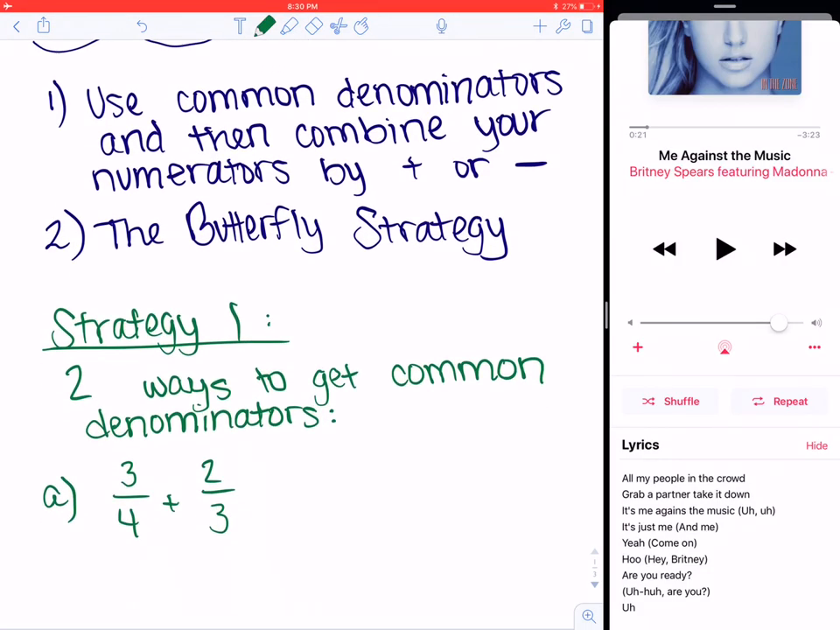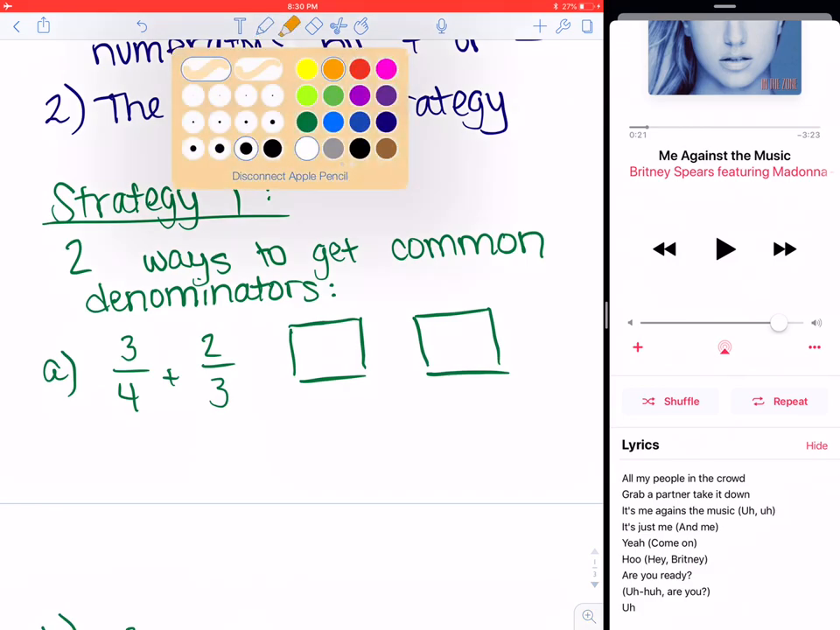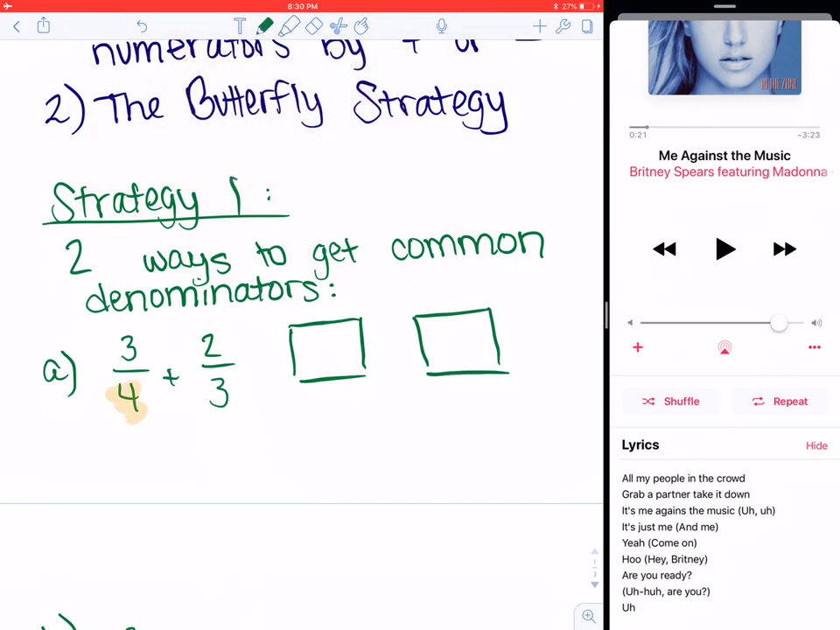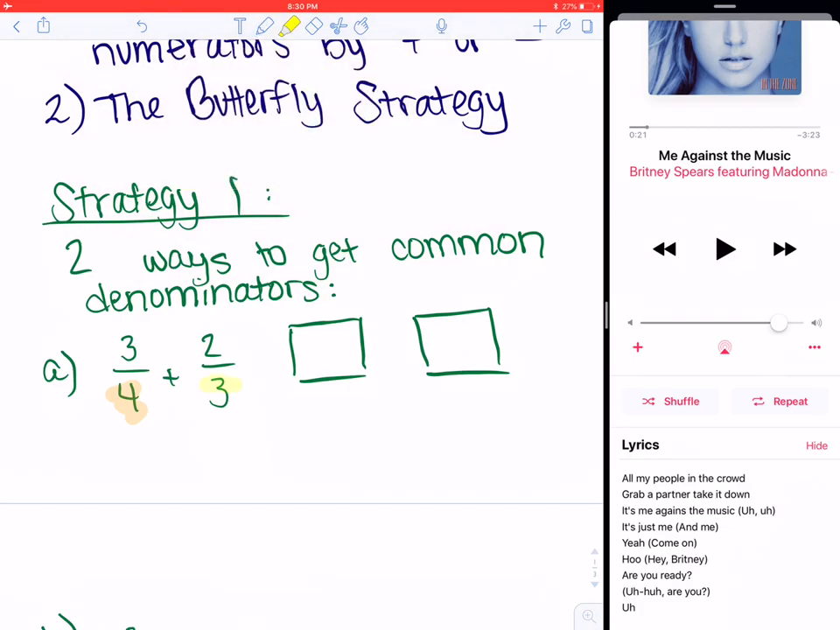So let's look at two ways to solve our first, which is common denominator. We have two ways. Our first way is by creating a picture or a graph. So we're going to create a picture by creating two boxes. We have a denominator of 4 and we have a denominator of 3. So I'm going to try to figure out a common denominator by drawing a picture.